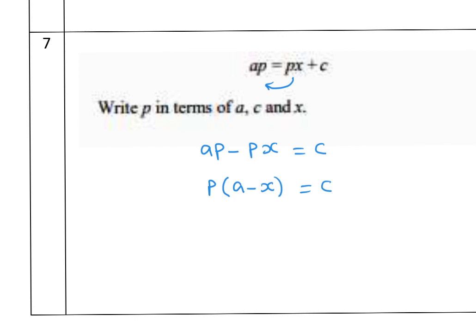Then move A minus X to the other side. A minus X is multiplying, so it goes to the other side by division. So B equals C over A minus X. Good job.